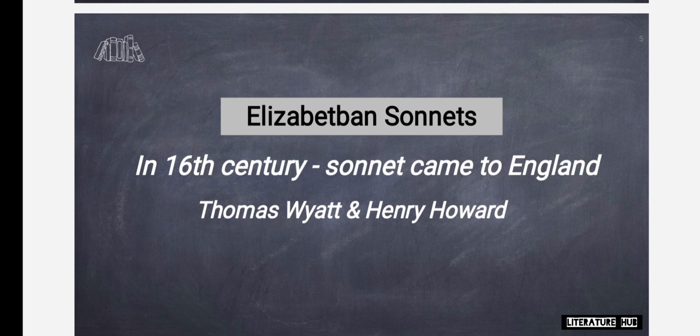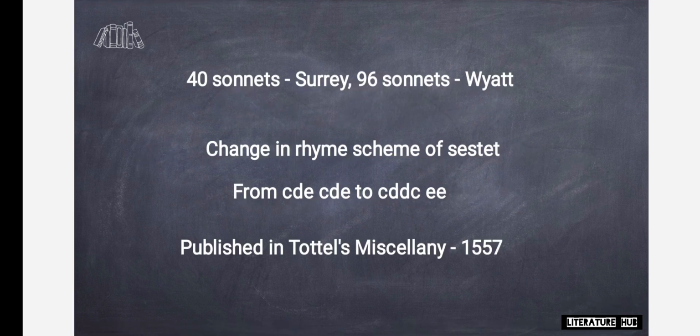So in the third decade of the 16th century, this literary form came to England from Italy, brought by Thomas Wyatt and Henry Howard. Surrey composed 40 sonnets and 96 sonnets were written by Thomas Wyatt, and these sonnets were modeled on the Petrarchan sonnet, but with a change, or we can say a twist, in the rhyme scheme of the sestet from CDE to CDDCEE. Meaning instead of using two tercets, Surrey uses one quatrain and one couplet, and these sonnets were published in Tottel's Miscellany in 1557.